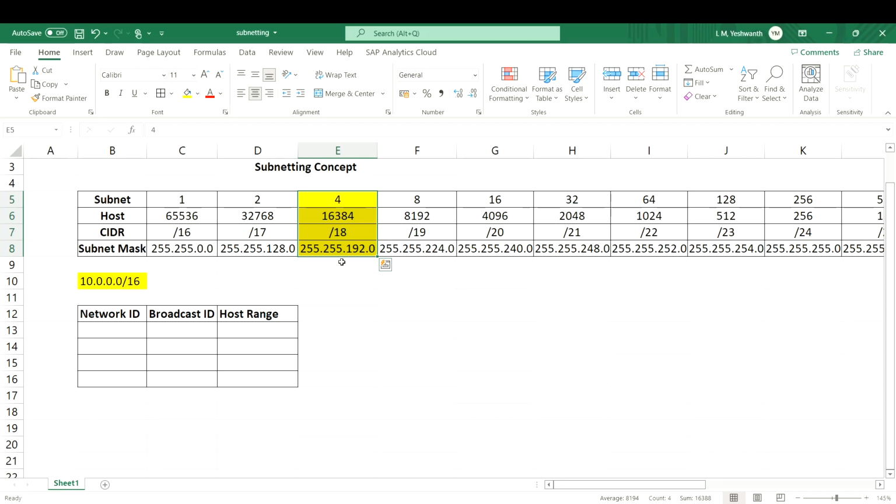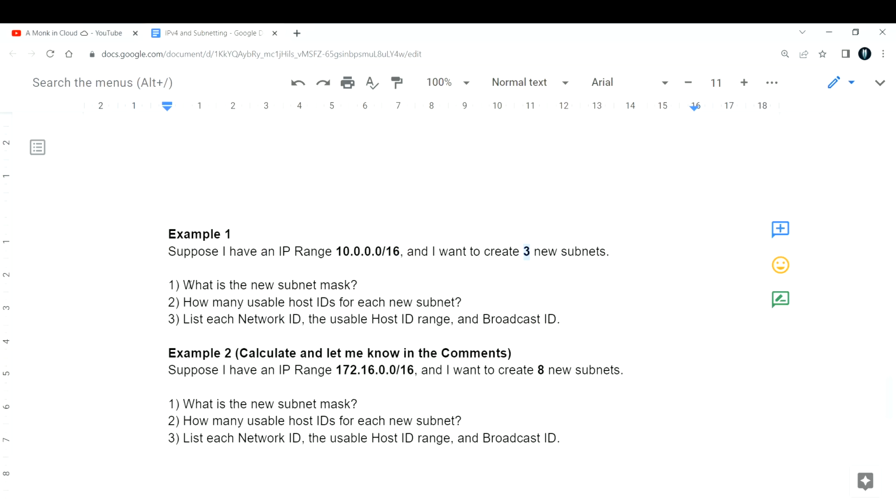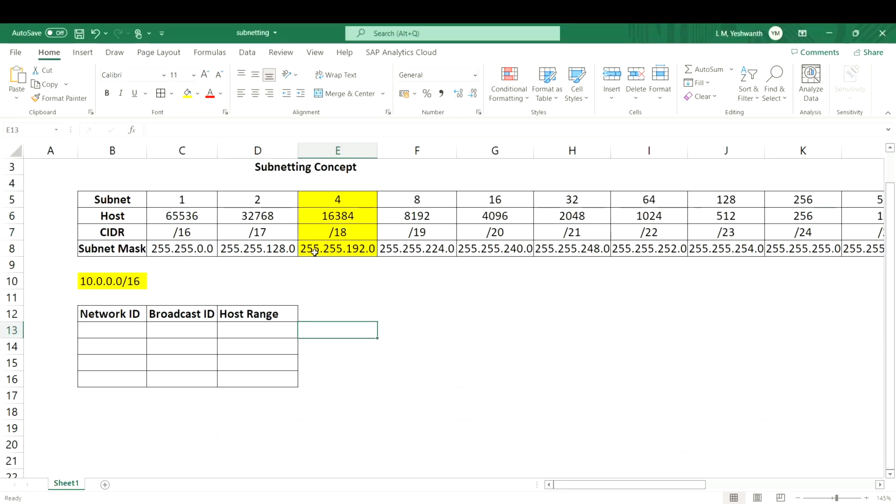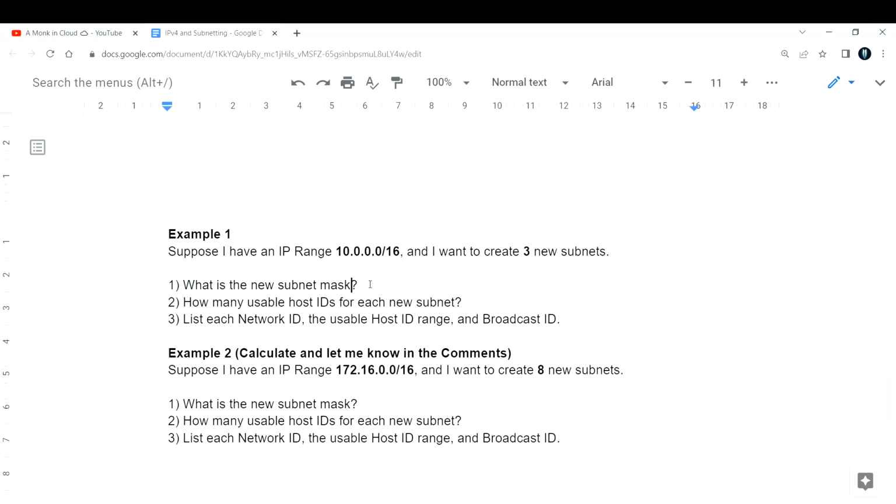Now let us go back to our question. What is the new subnet mask? You have the answer right here. The new subnet mask is /18, right? So we have answered the first question. I'll just write it here.